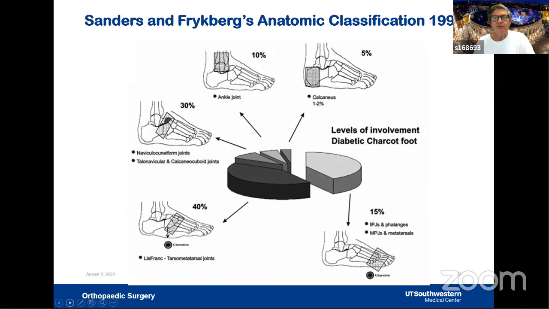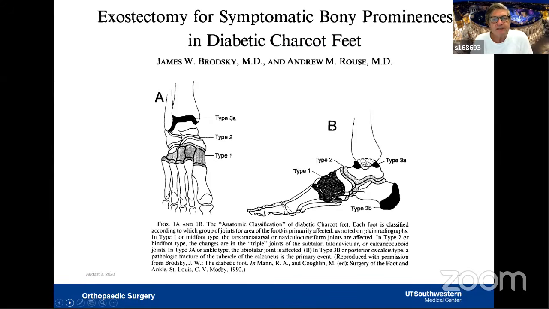Dr. Sanders and Dr. Frykberg proposed their anatomic classification in 1991. And what we know is that about 70% of Charcot patients in their series were involving the midfoot or the transverse tarsal joints. The forefoot and the hindfoot and ankle were much less common. Similarly, Jim Brodsky, around the same time, looked at his series. And again, he found that type 1 of the midfoot represented about 60% of Charcot. So we know that the midfoot is going to be affected in about 2/3 of patients.